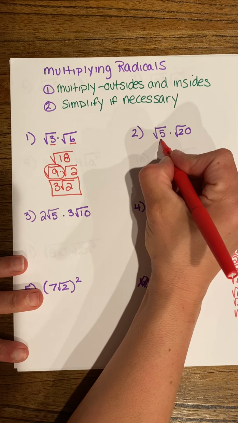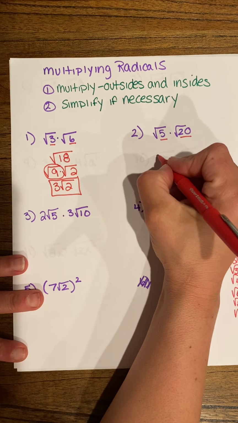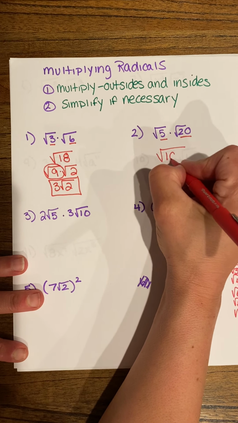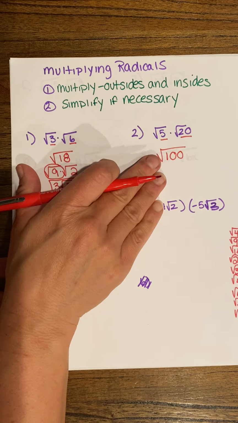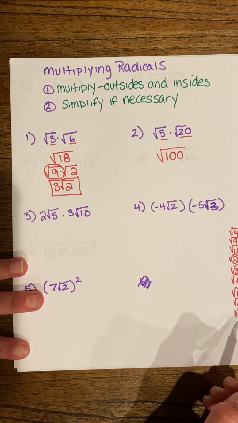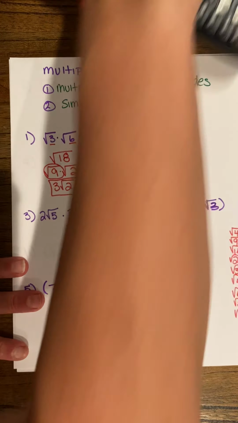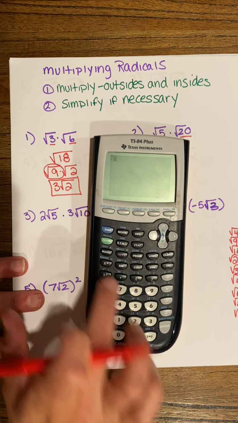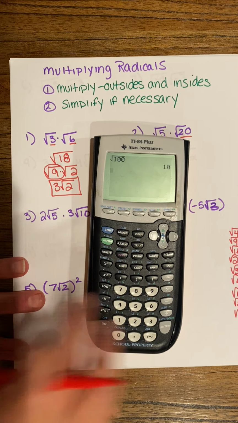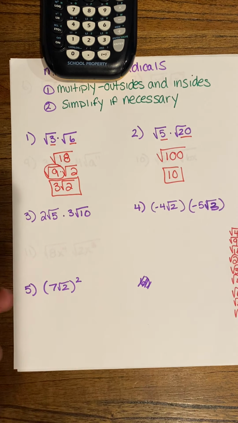Here, again, we're allowed to multiply these two numbers because they're both under radicals. So here I get square root of 100. 5 times 20 is 100. Again, 100 can be simplified. You will notice 100 is one of our numbers on the list, so that means it's a perfect square. Again, if you forget what its square root is, just use your calculator and type in the square root of 100, and we get 10. So this final answer is 10.